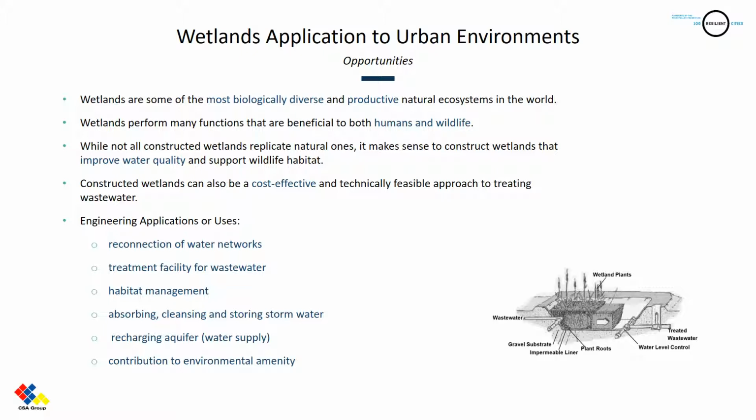Here are a few engineering applications or uses to integrate wetlands into urban environments or vice versa. Reconnection of water networks and water bodies, using them as natural treatment areas for wastewater, habitat management, and stormwater ponds absorbing, cleaning and storing stormwater. They also help in aquifer recharge, and contribute to environmental amenity, such as outdoor activities, fishing, hunting, the science behind all this, as well as the economy, right? The tourism and, you name it.